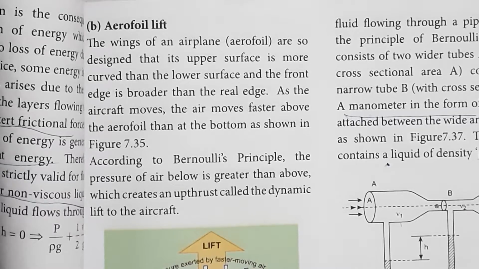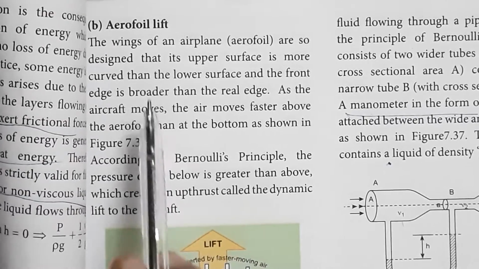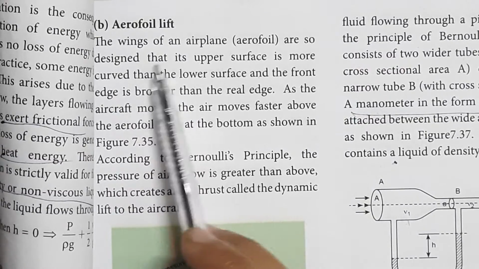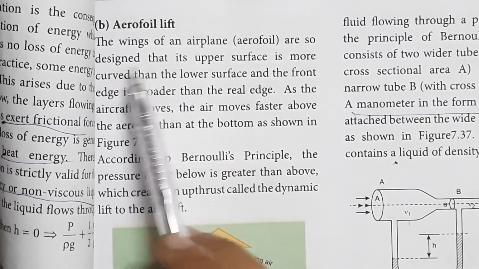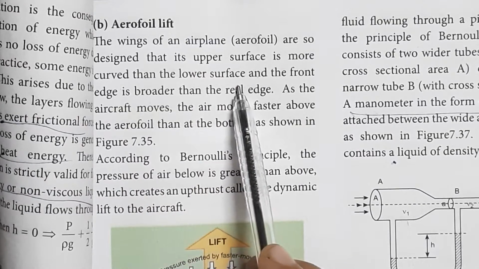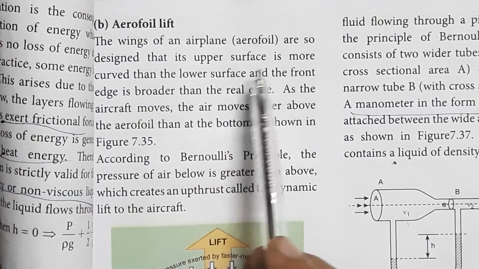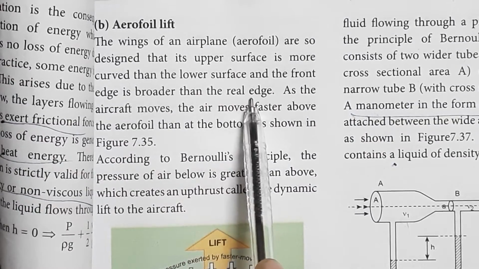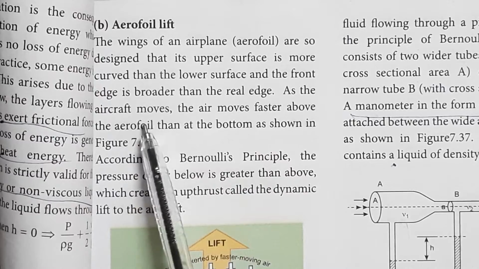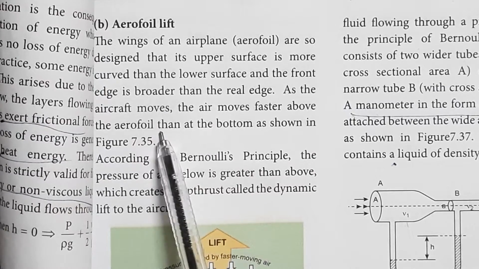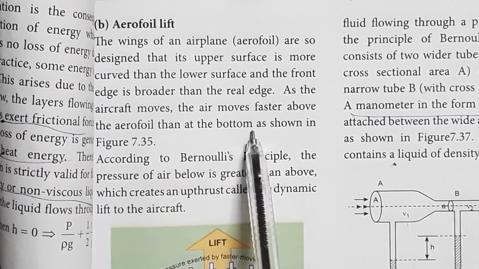The next one is aerofoil lift. The wings of an airplane are so designed that the upper surface is more curved than the lower surface, and the front edge is broader than the rear edge. You all know that. As the aircraft moves, the air moves faster above the aerofoil than at the bottom.